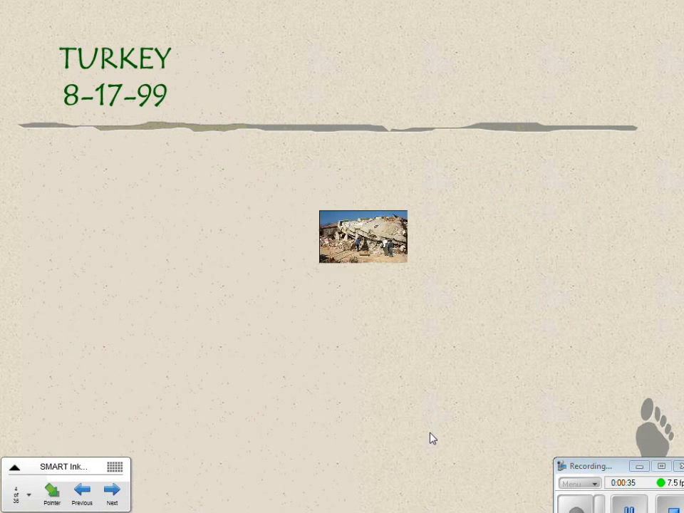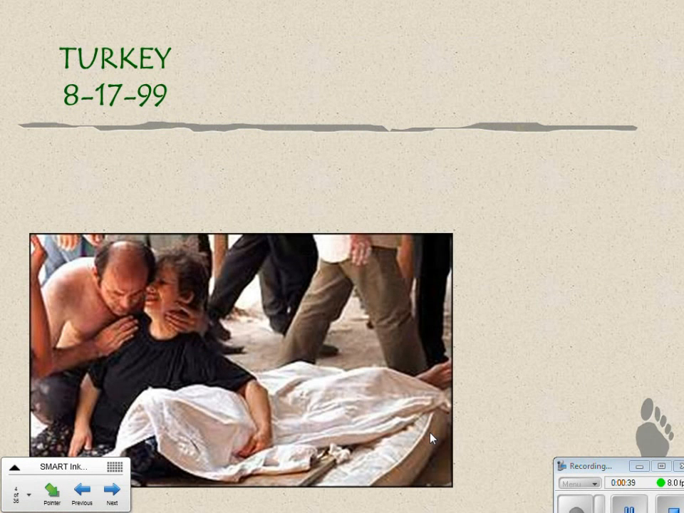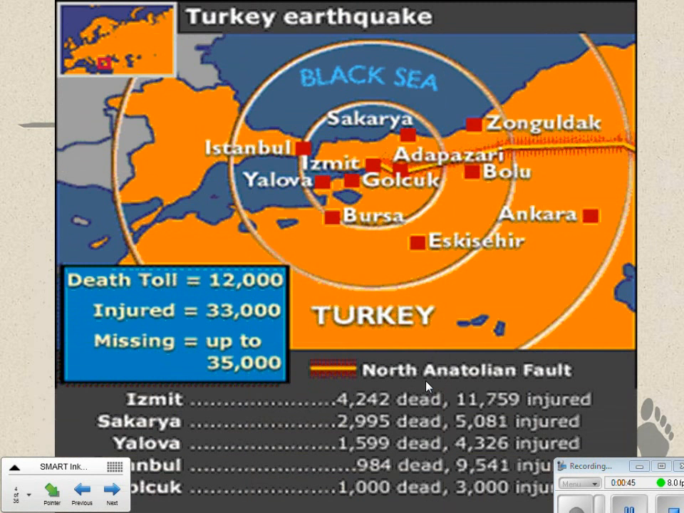And then another one in 1999 in Turkey. The building just completely collapsed. And then you can see this is a family member of that woman. And with this earthquake that happened in Turkey, you can see the damage and the death toll that just radiated out from the epicenter of where the earthquake started, right there in the middle of the picture.